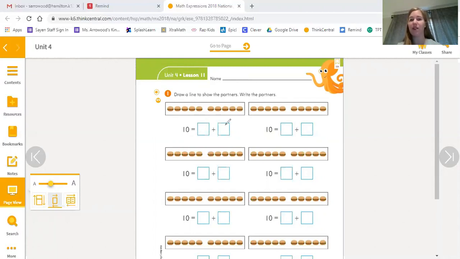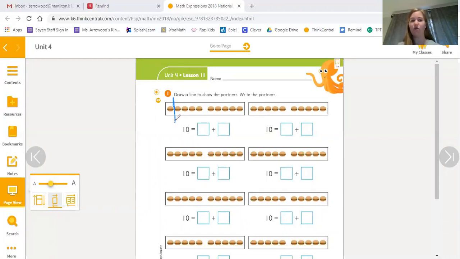So what we're going to do today is you are going to be able to make whatever partners you want. So if I look at the first one, the first thing I have to do always is read my directions. So my directions say draw a line to show the partners. Write the partners. So the first thing I'm going to do is decide where I want to draw my line or my break apart stick to show my partners. So for this one, I'm going to take my break apart stick and I'm going to put it right here. And I'm going to make it nice and big so that I can see where I put it.